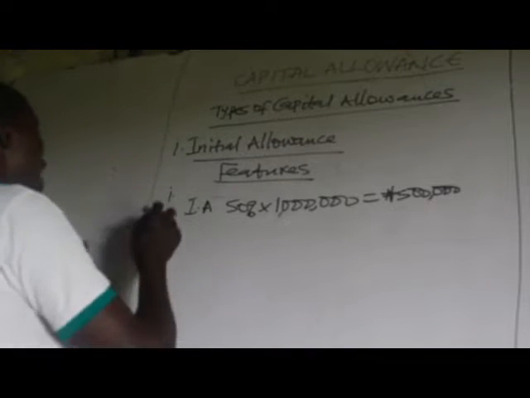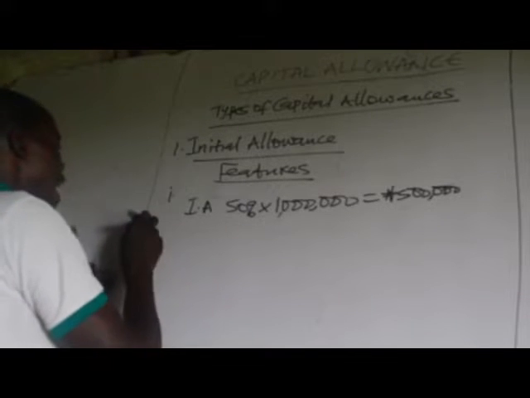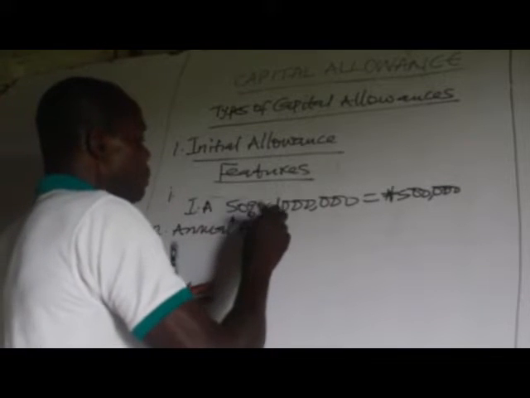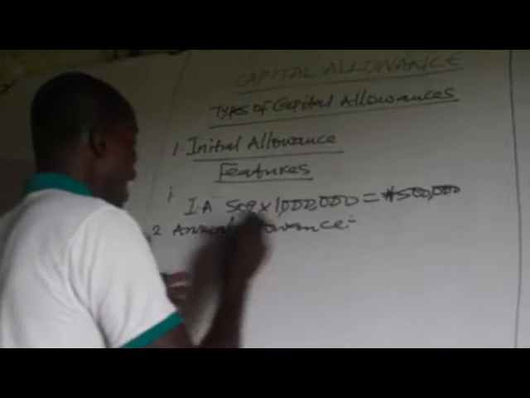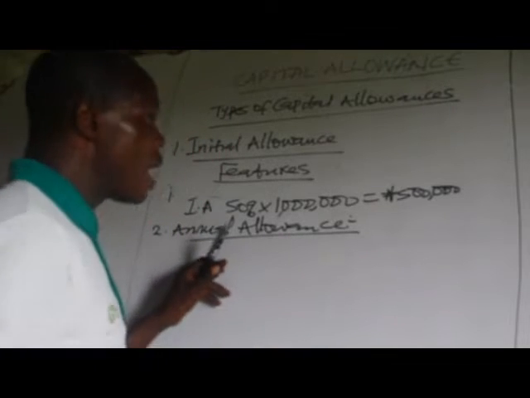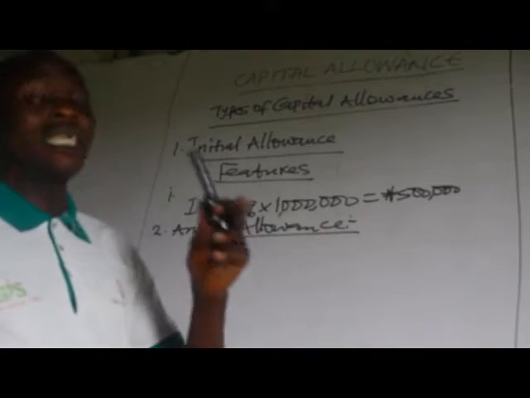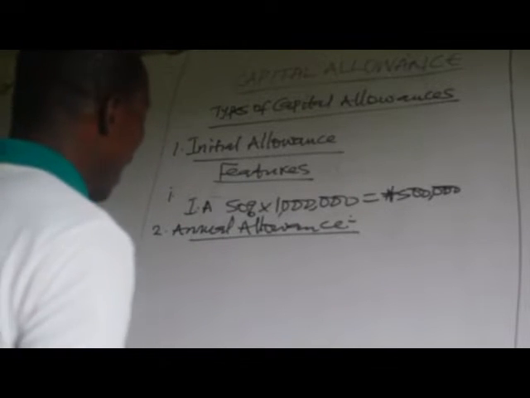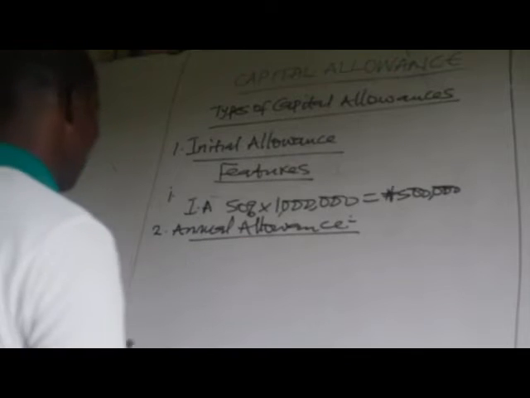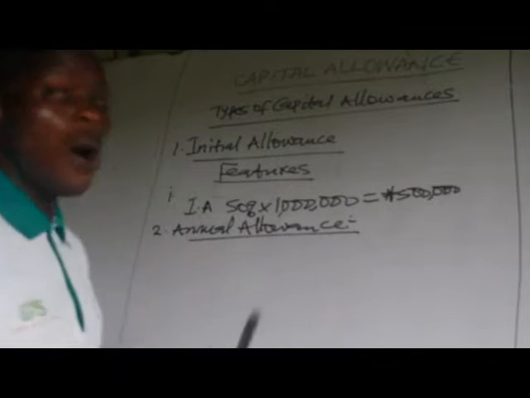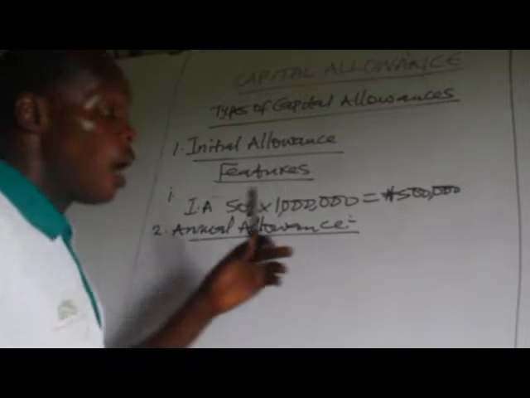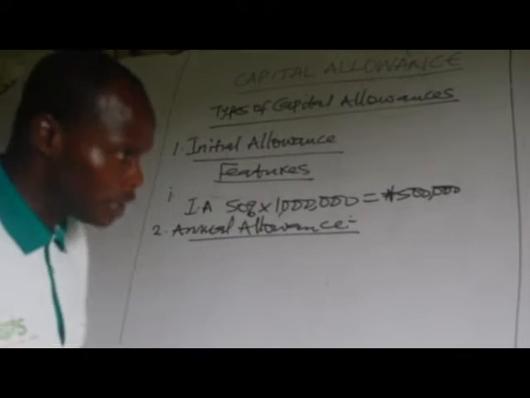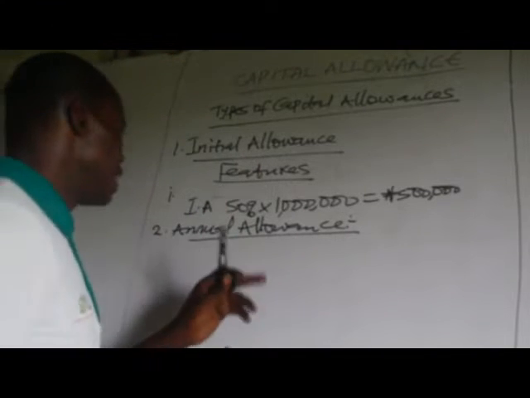Number two, we have annual allowance. As the name implies, annual means yearly. Annual allowance is granted on the residue of the qualifying capital expenditure incurred after deducting the initial allowance.